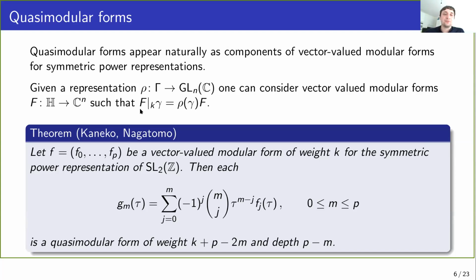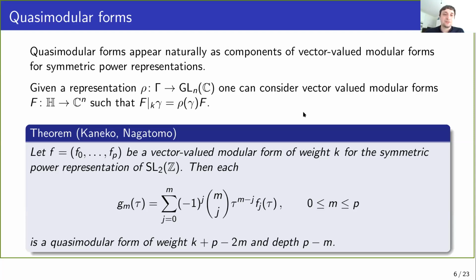And now, the slash operator I have defined for scalar functions, but we can just carry it over verbatim to vector-valued functions, where you apply the slash operator to each component individually. The modular transformation behavior that we want is that the slash action on the vector-valued functions should correspond to the action of the representation that we're given. If you take n to be 1 and the representation to be trivial, you recover the scalar-valued case.